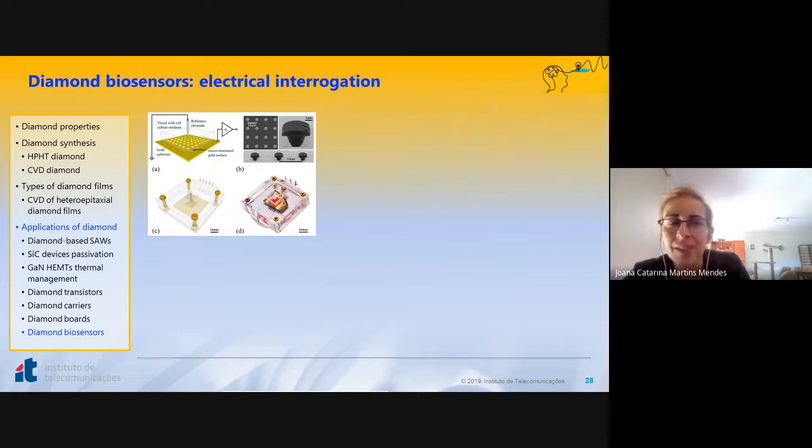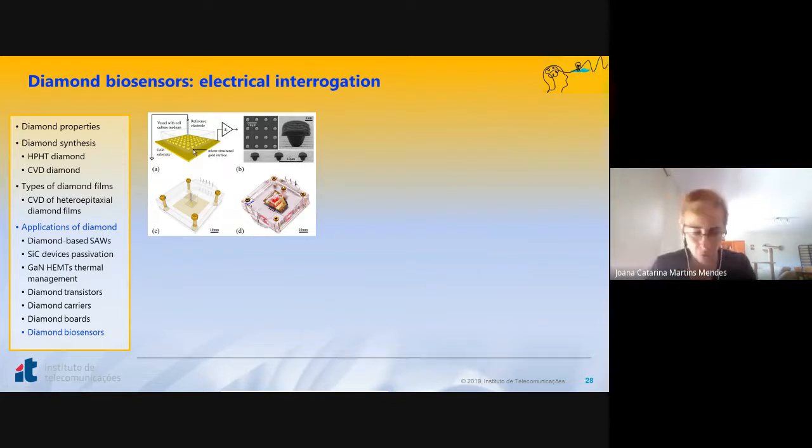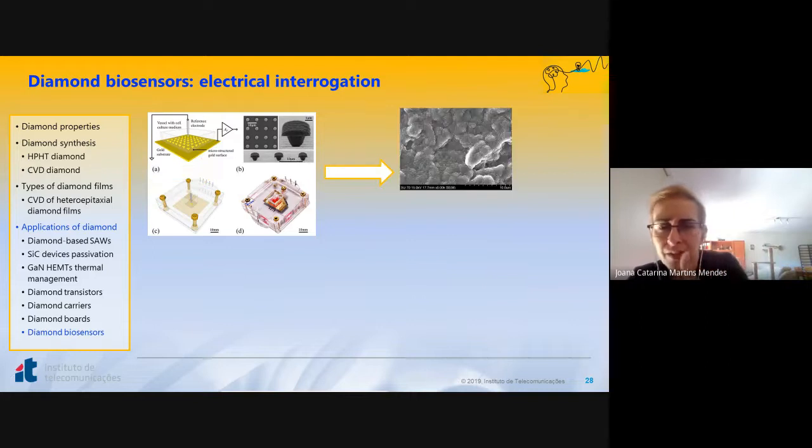And finally, using electrical interrogation for biosensors. This is a recent collaboration. My colleagues in Coimbra are using these gold electrodes, gold substrates, to measure the low frequency signals of cells, but they found out that these gold electrodes are very noisy. You know, low frequency noise, it's a pain. So we are trying to replace these with diamond.